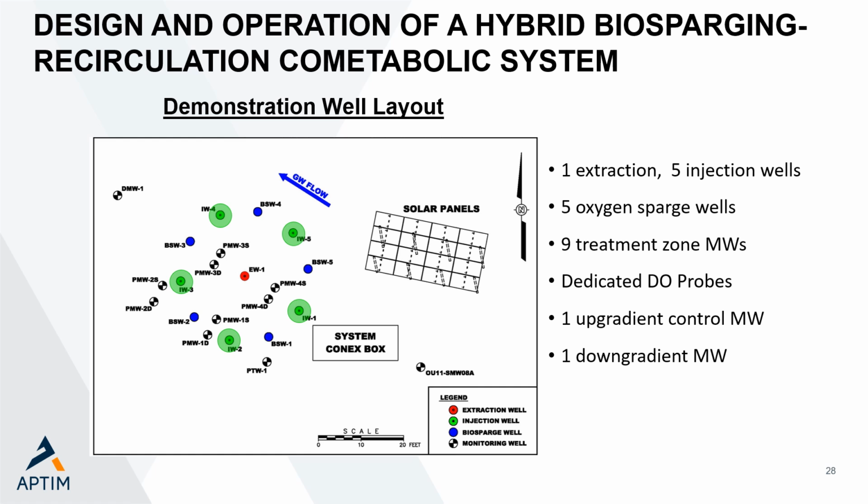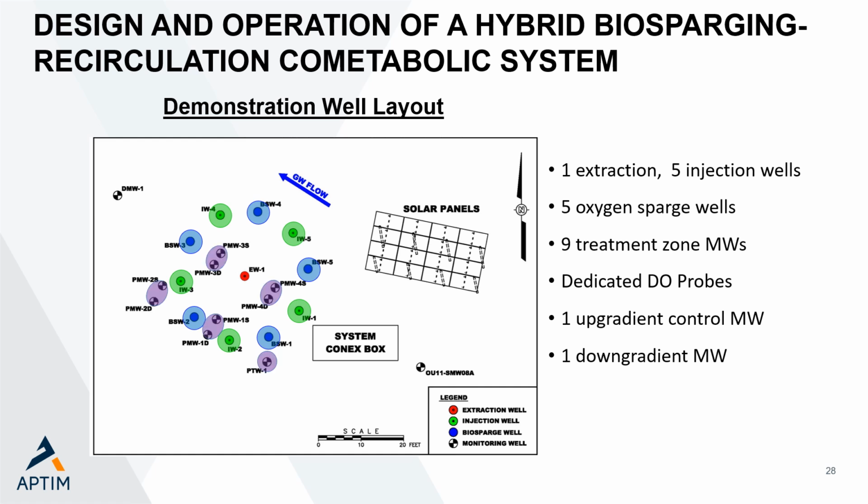The system then includes 5 biosparging wells, and these are used specifically to add oxygen to the aquifer. When sparging, you can get a higher mass of oxygen in than you can if you're trying to dissolve it in the groundwater ahead of time in the recirc system, which is why this design was selected.